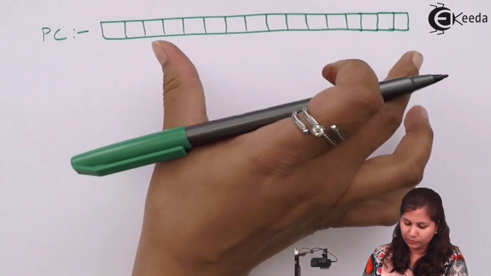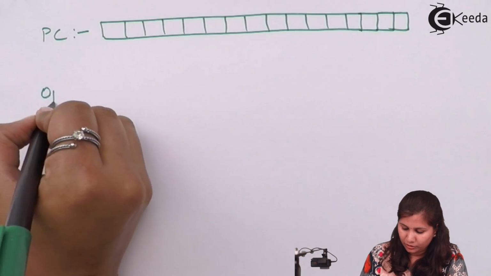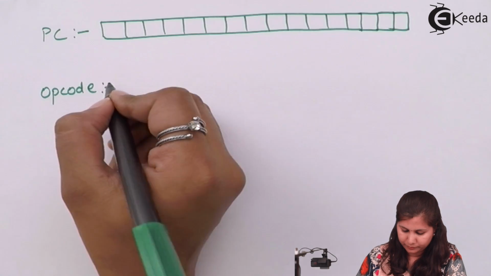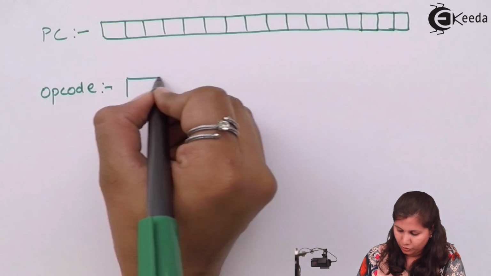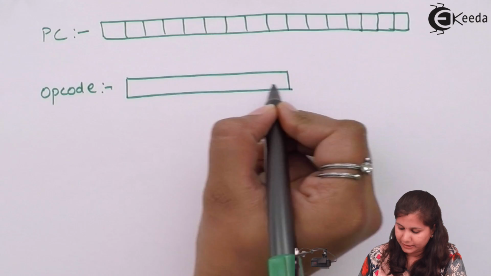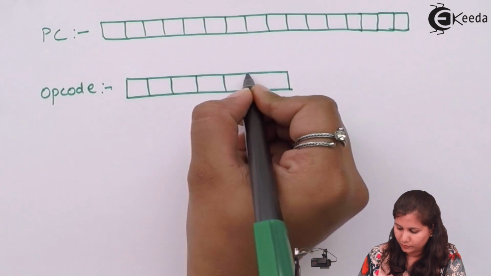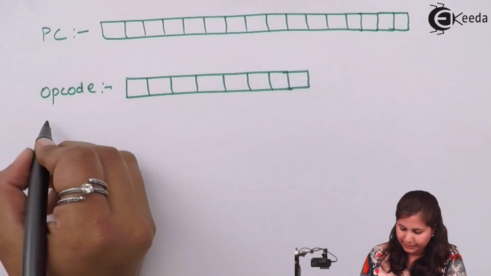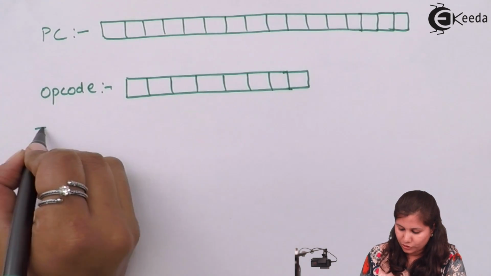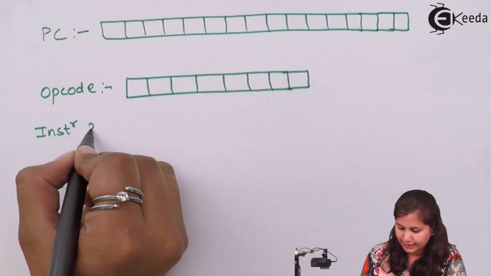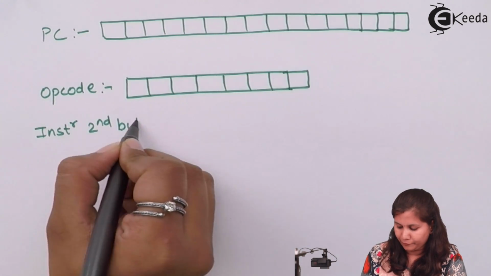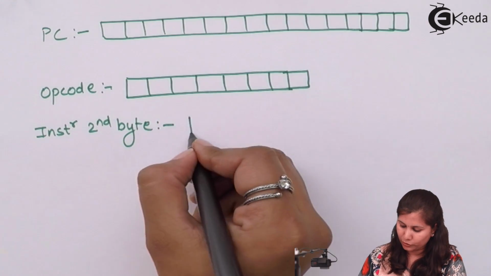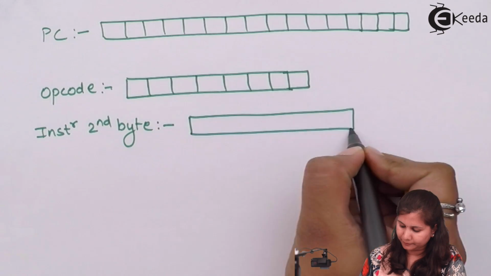Sixteen bits of program counter are there. Then we have the opcode. Opcode will be having 8 bits, and then we have the instruction's second byte. First byte is the opcode and second byte is the operand. So second byte will also be of 8 bits.